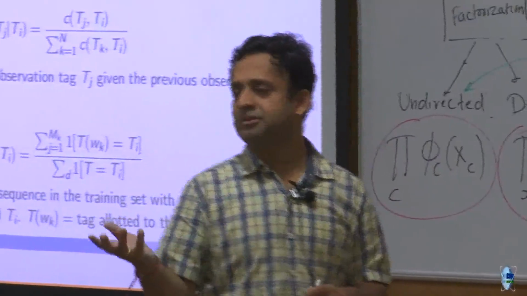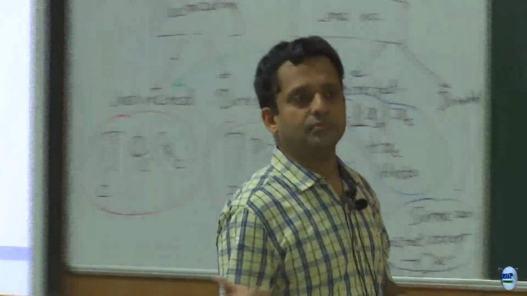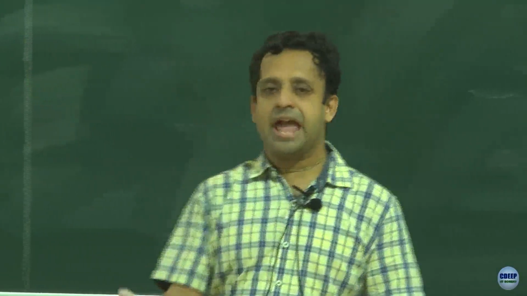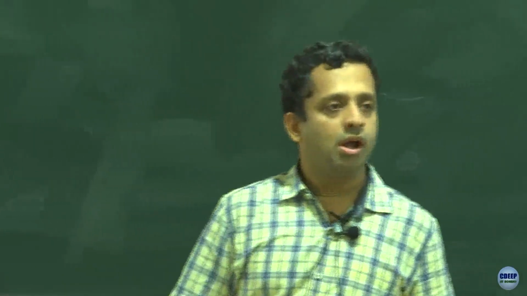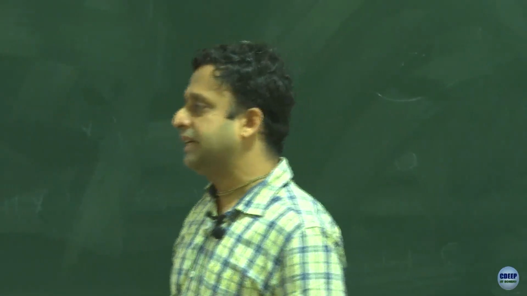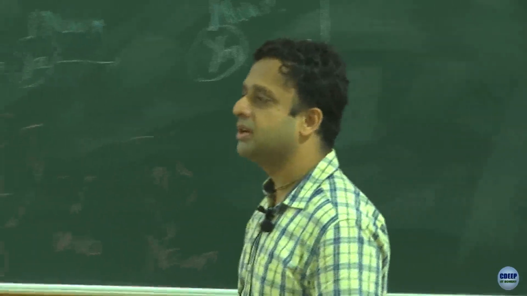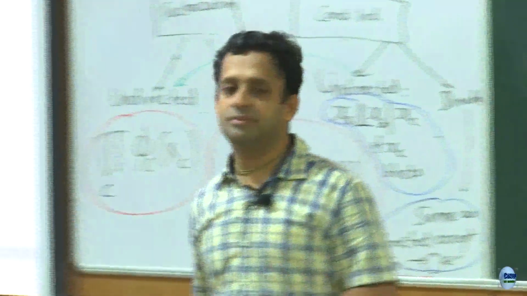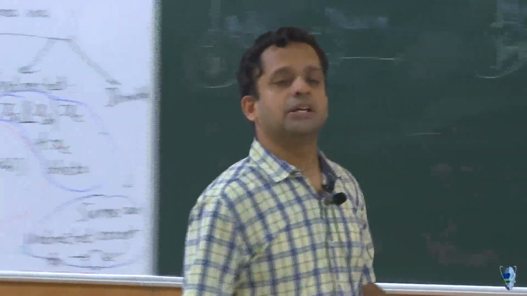Some words have multiple parts of speech. So natural is probably just one part of speech, but something like can, right? Can be an auxiliary verb, a helping verb. Can also be a noun, a milk can, for example.